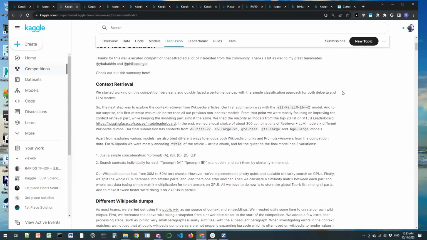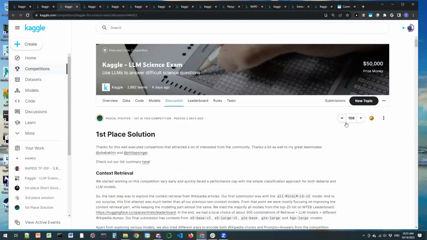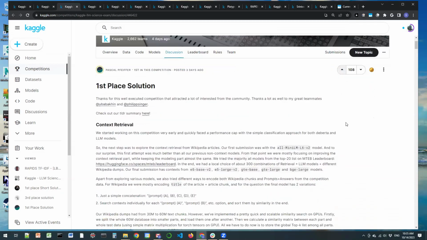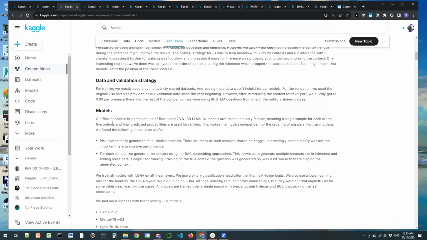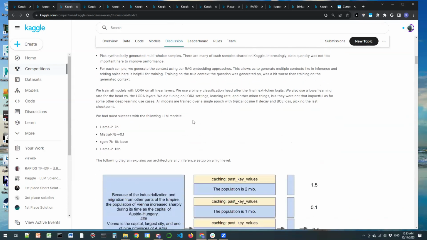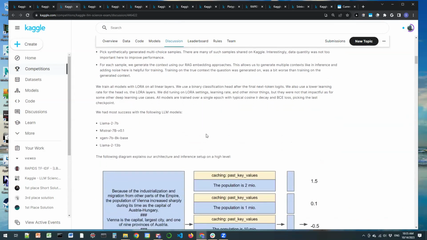Yeah, I was curious. Anybody seen? I haven't gone through these, so this is the first place that Steve was pointing out. And did they have an ensemble too, Steve? Yeah, it's an ensemble. See, 7 billion and 13 billion LLMs. That's the other thing too, right? It's all 7 billion and 13 billion LLMs, whereas yours, for example, or for that matter even mine, is a single DeBERTa V3 model.